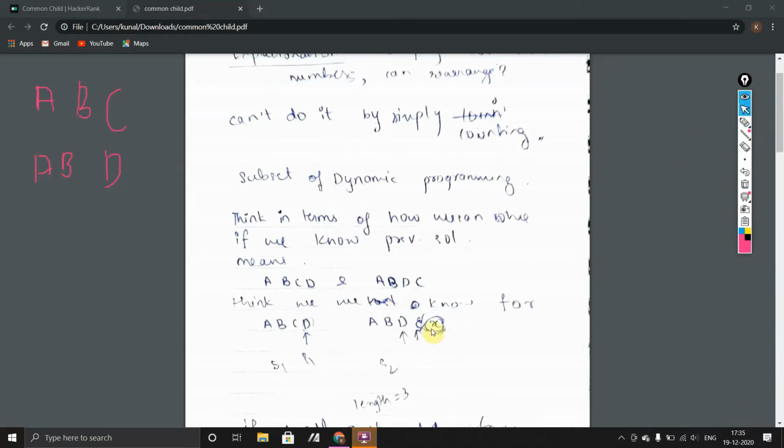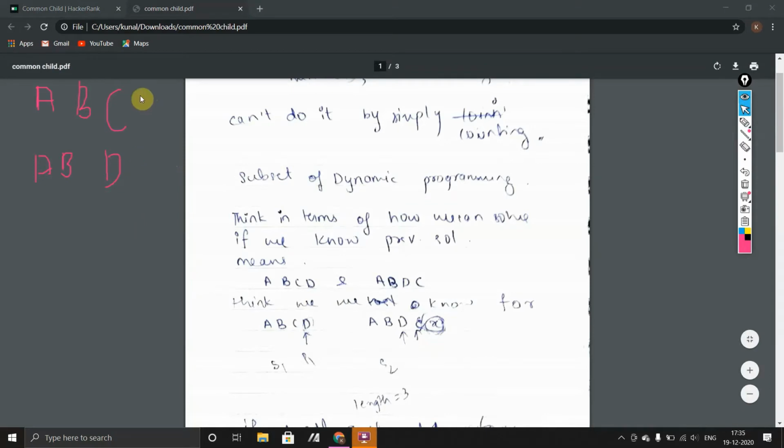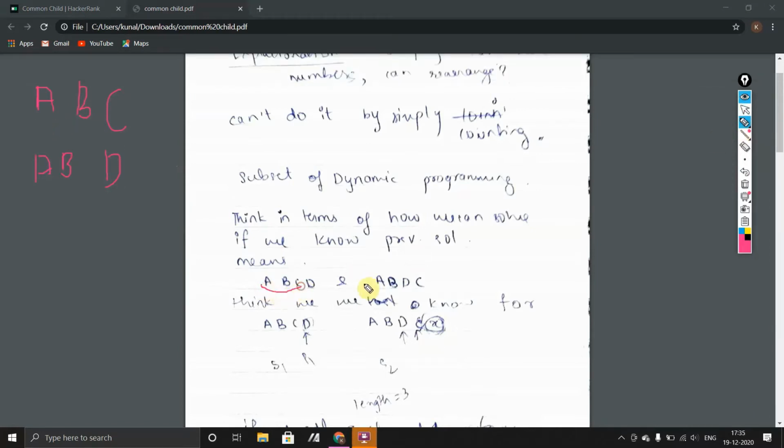Now let's say I am checking for the next character in a bigger array. Till now I had already checked for ABC and ABD here. Now I will check what will happen if D is present and C is present at the end of these two strings. So in this case this will become A, B, C, D, which will be our S1, and this will be A, B, D, C, which will be our S2. Now how can we calculate for these two strings in terms of what we already know for ABC and ABD?